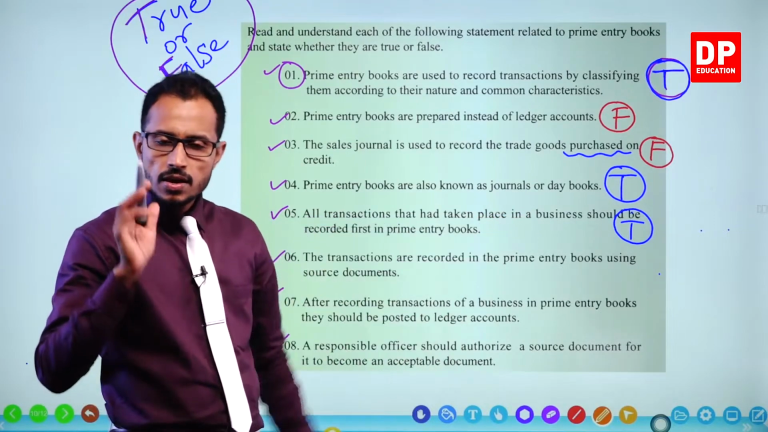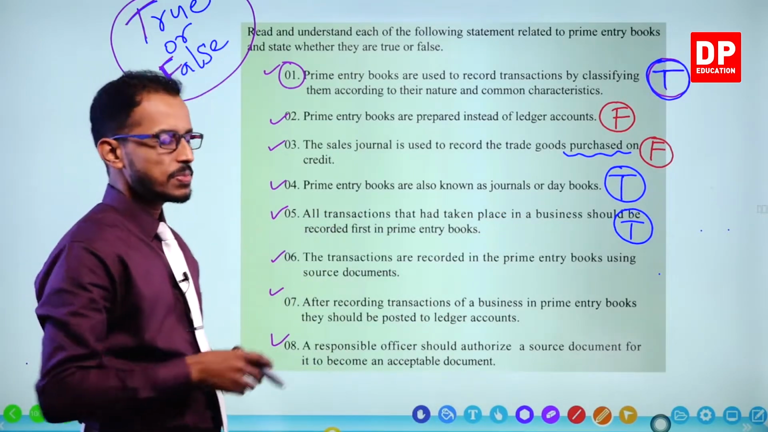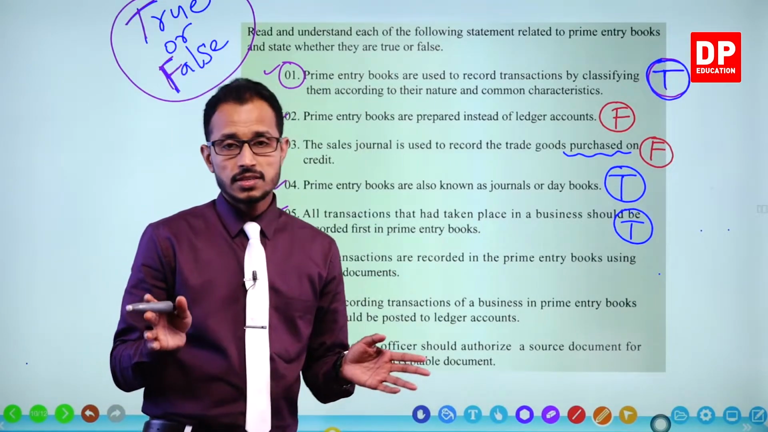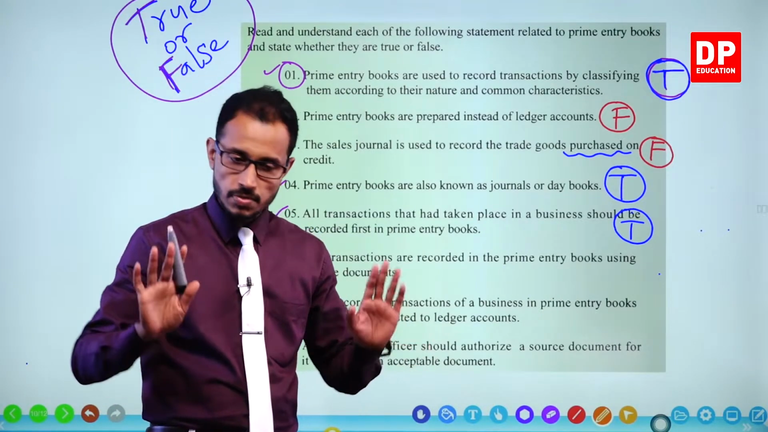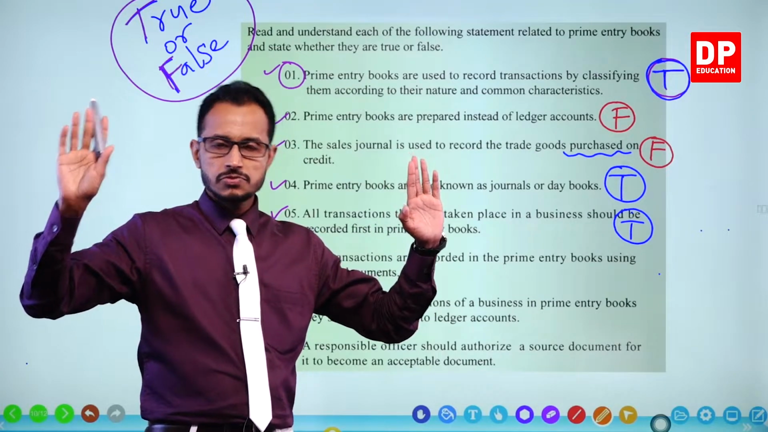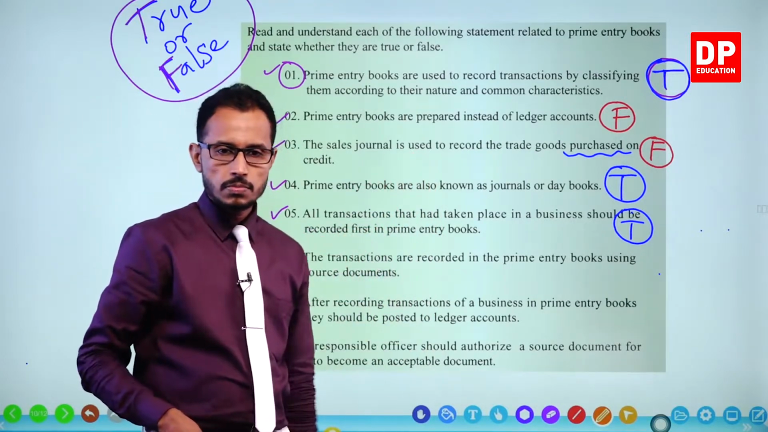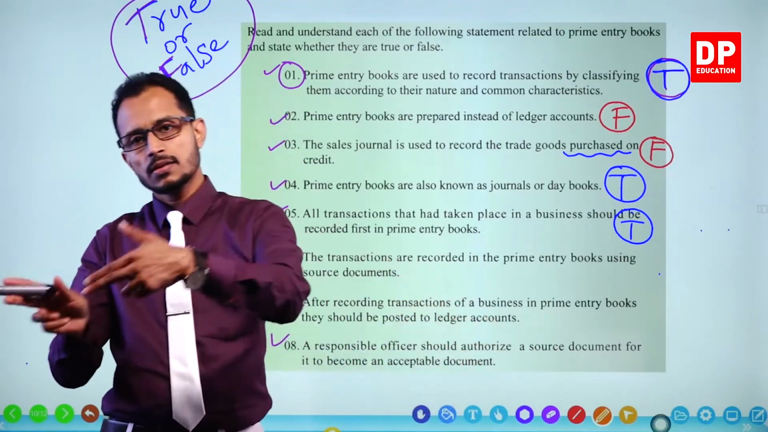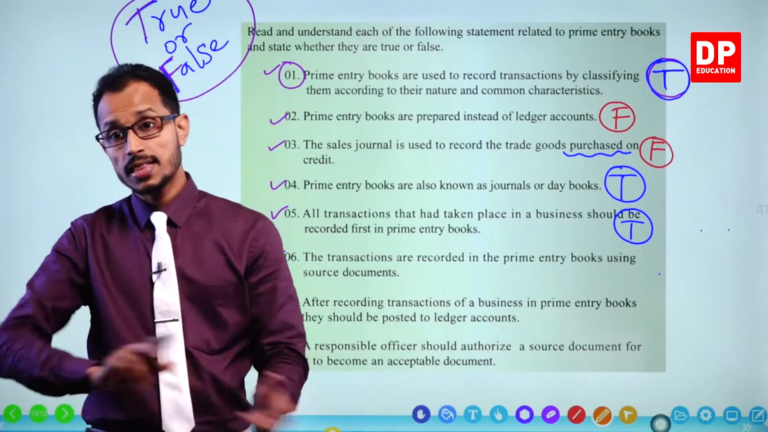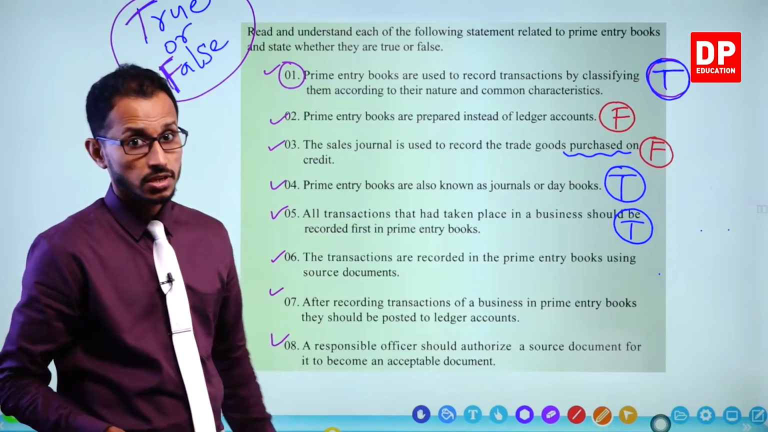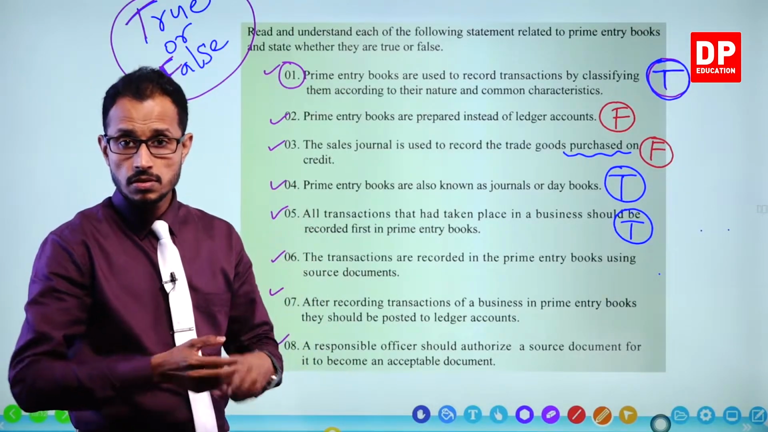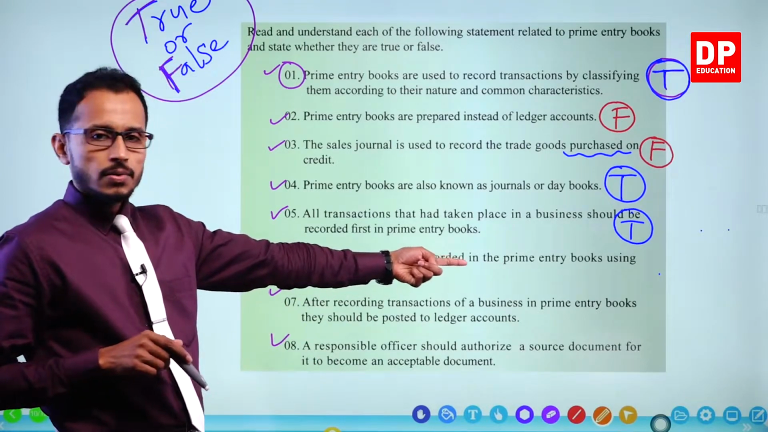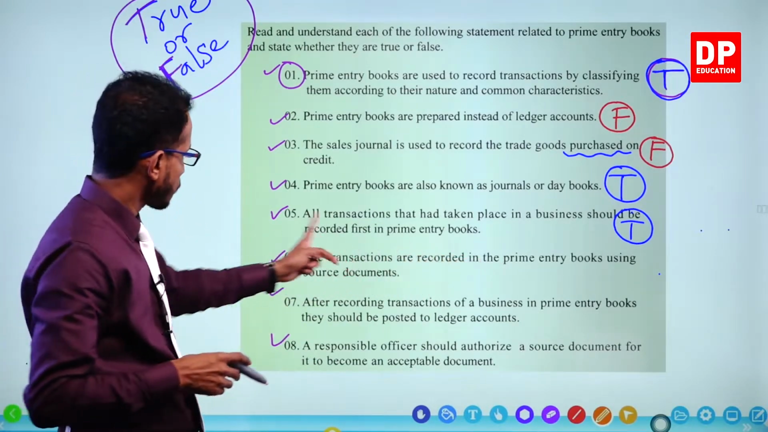All right. Every single transaction must first be entered in the relevant prime book, not the same prime book. But first of all, it goes to the prime book. Then we take the transactions to the ledger accounts as double entries. Right. Moving on to the next one.